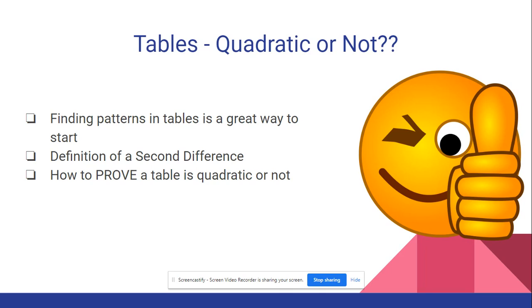Feel free to review this video again to get a firmer grip on what it means to be a second difference, and then use the practice to determine whether the tables in the practice are quadratic or not. Make sure that you are proving that they are quadratic or not using the second difference.